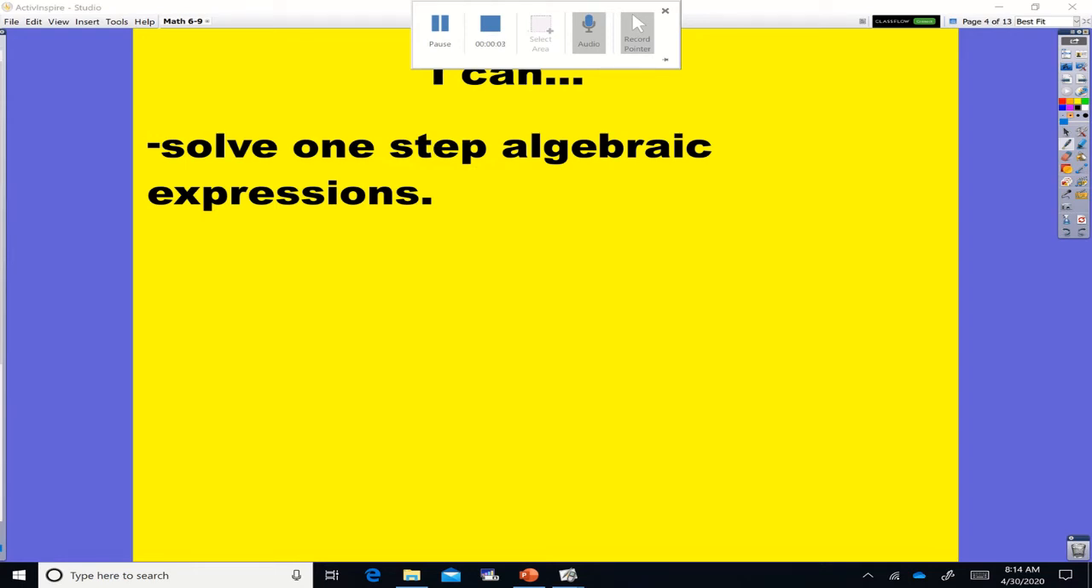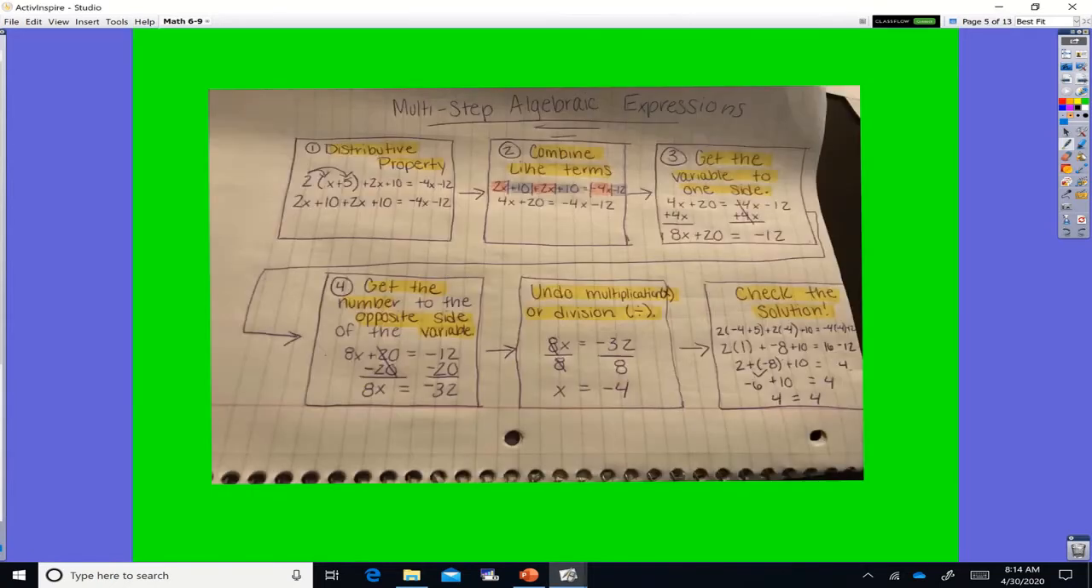Today our I can statement is I can solve one-step algebraic expressions. Now the notes that I'm going to show you are multi-step. We're going to be taking this day by day and doing one step, two step, and so on, but I want you to have all the notes for all of this. So I will have the notes attached with this. I'm just going to review over it.